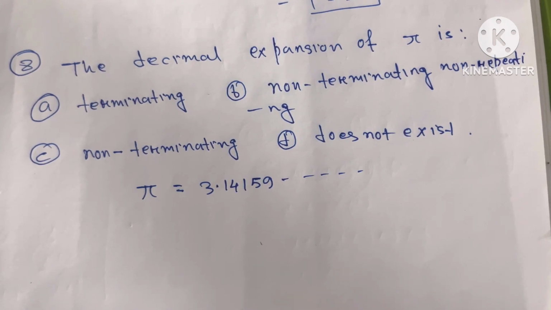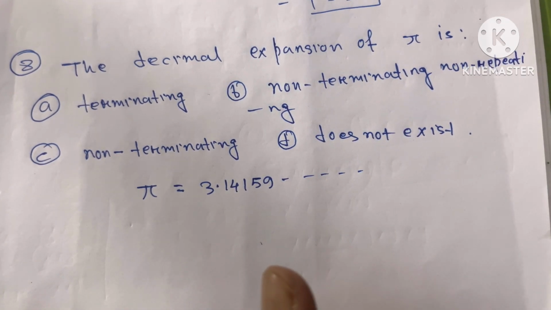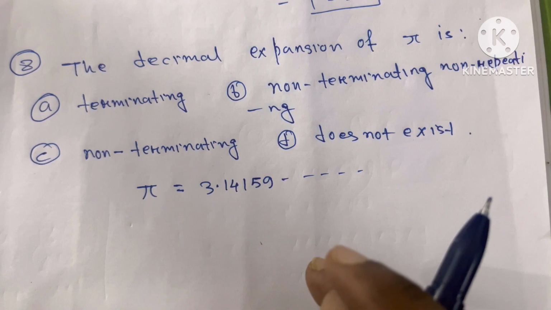Okay, question number 8. The decimal expansion of pi is: terminating, non-terminating non-repeating. Option C, non-terminating, does not exist. So as you know, pi is an irrational number. So the decimal expansion of irrational numbers is always what? Non-terminating, non-repeating. Yes or no?